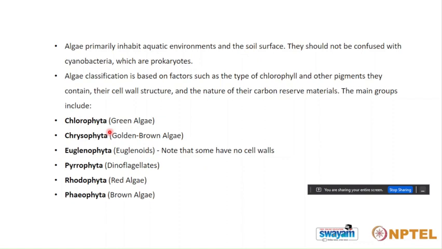Then rhodophyta. Rhodophyta refers to red algae. And phaeophyta, which refers to brown algae. So based on the color, basically we are classifying algae based on the chlorophyll content and the pigments present in them. Based on that, we can classify algae into six classes: chlorophyta, chrysophyta, euglenophyta, pyrophyta, rhodophyta and phaeophyta.